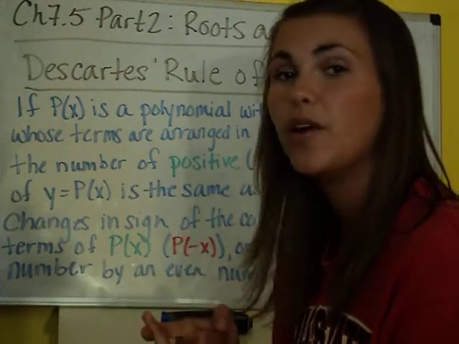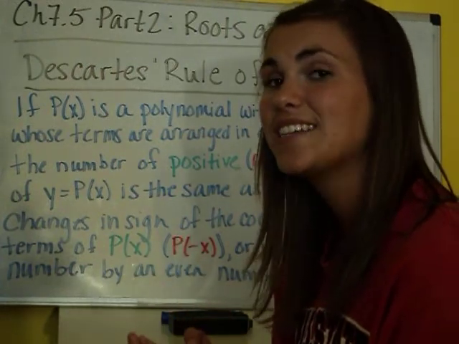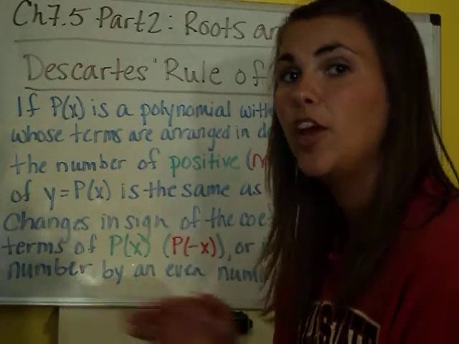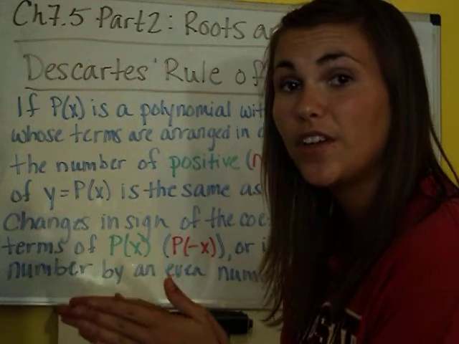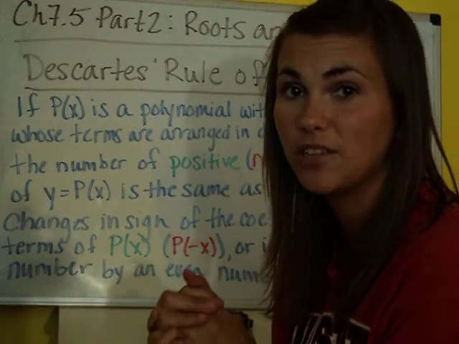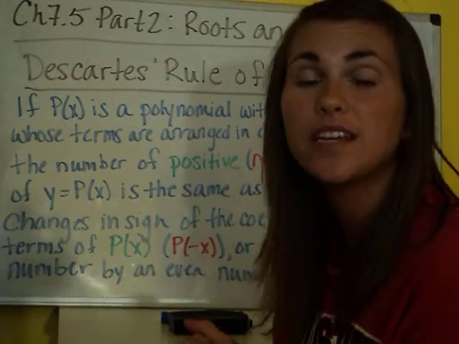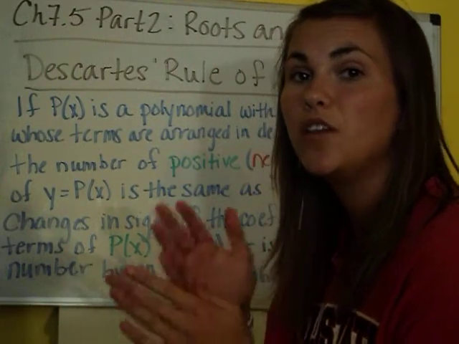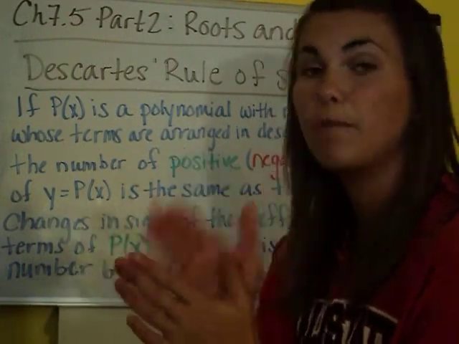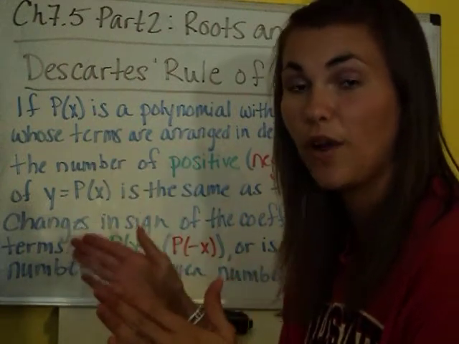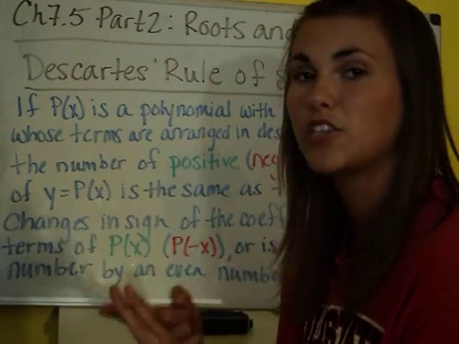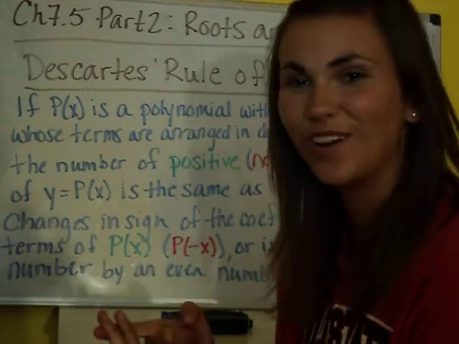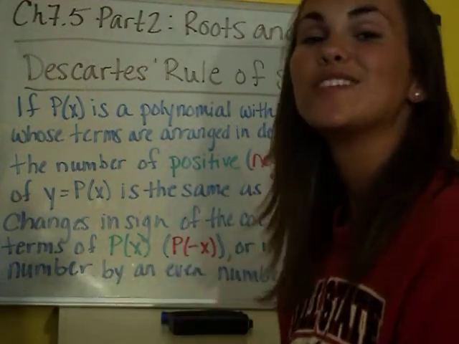So it has to have real coefficients, and it has to be in descending degree from the first to the last term. You don't have to have the place fillers like you do with synthetic division, where we have to put the zeros in to keep a spot. You don't have to do that for his rule, but you do have to be going from biggest to smallest degree throughout your polynomial. So you have to make sure both of those things are happening before you use his rule. Then this is what happens.